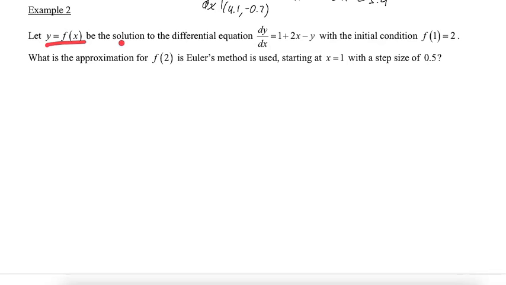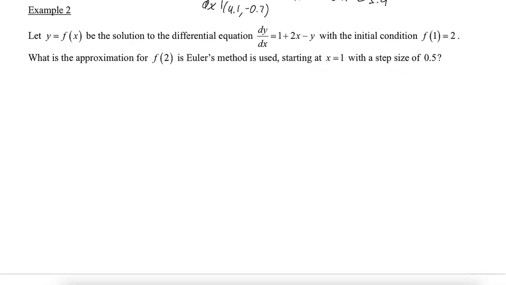So y of x is the solution to the differential equation of this. Again, that is something that I'm not really going to be able to find a particular solution for because it would require a separation of variables. And I can get the y to the other side by adding a y over there, but when I multiply by dx, it's not really going to work out. So with the initial condition that f of 1 is 2, what is the approximation of f of 2, starting at 1 using a step size of 1/2?